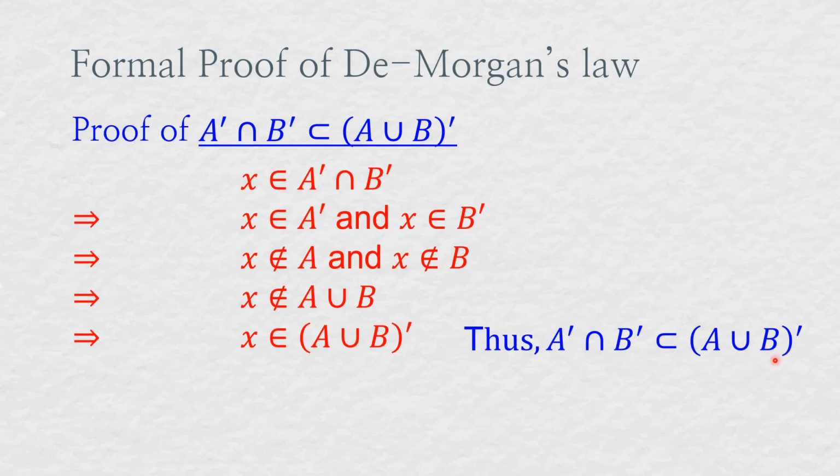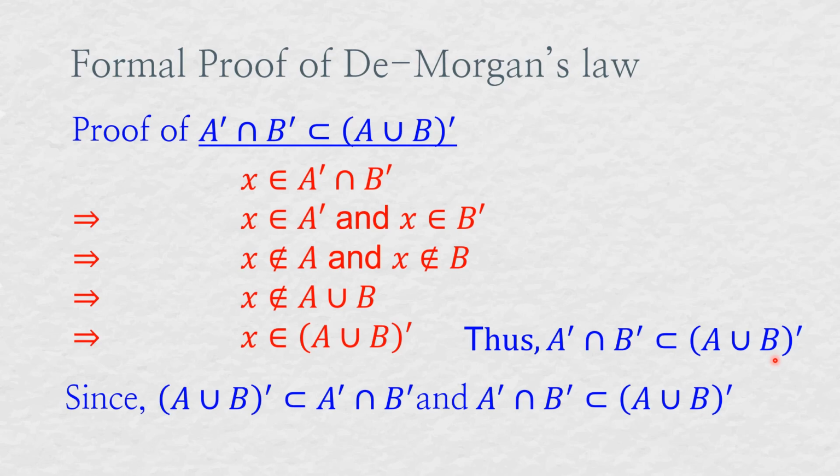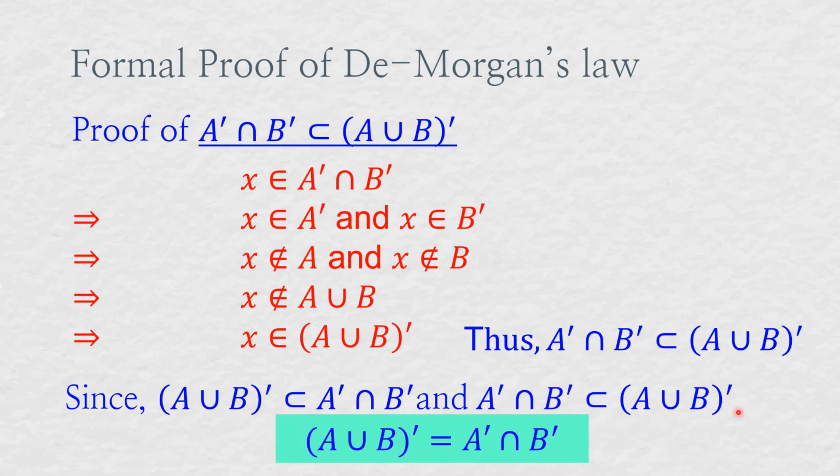Therefore, combining the two proofs, we have seen that the complement of A union B is a subset of A complement intersection B complement, and A complement intersection B complement is a subset of the complement of A union B. Combining these proofs, and applying the equivalence of sets, we can say that the complement of A union B is equal to A complement intersection B complement.